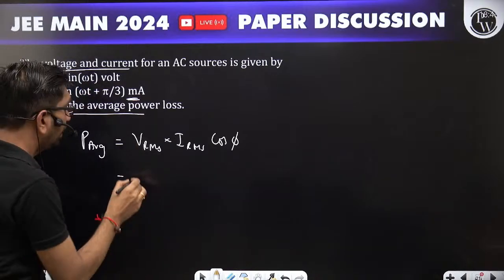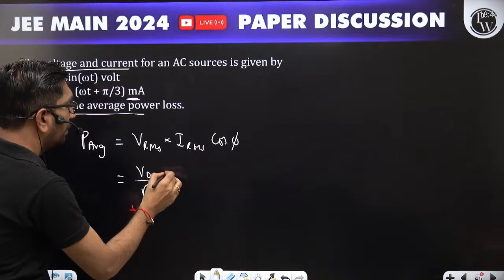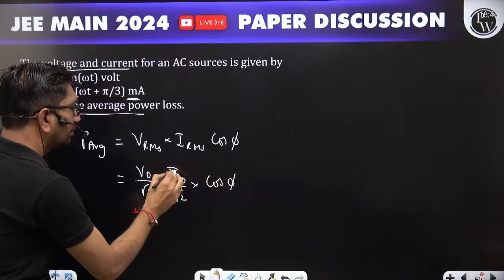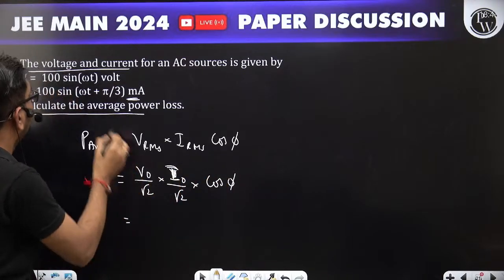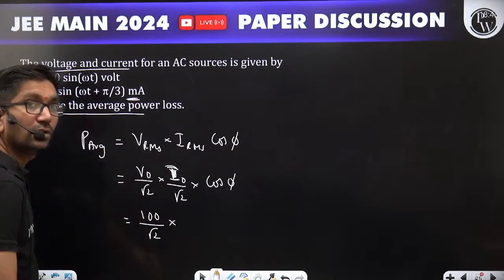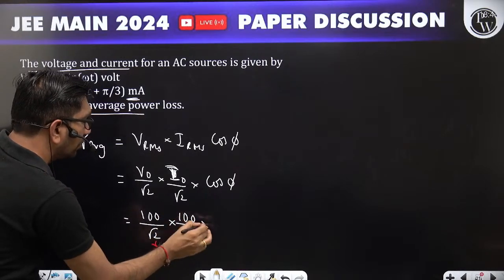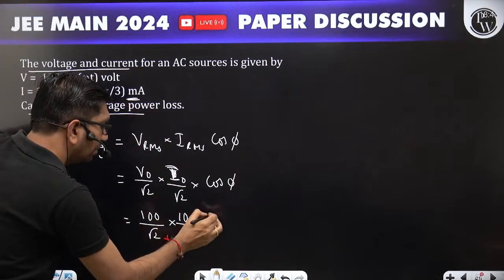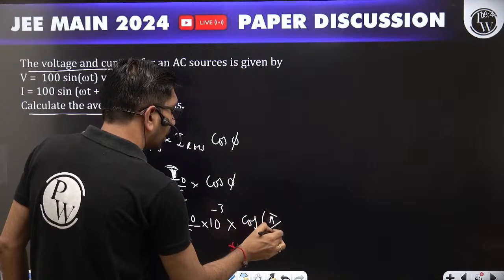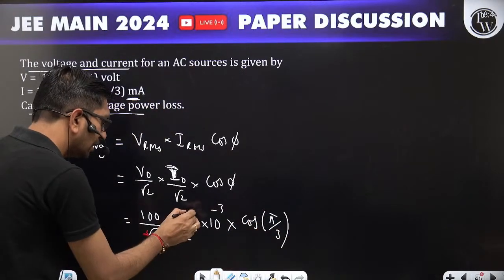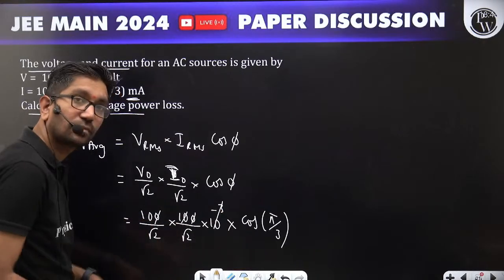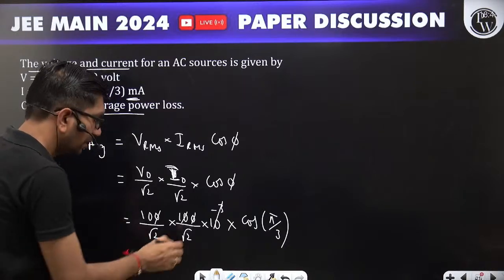VRMS formula is V naught by root 2, IRMS is I naught by root 2, into cos phi. Am I right? V naught value is 100 by root 2, and I naught value is 100 by root 2. He has given it in milli, so 10 power minus 3 you get. The phase he has given as pi by 3. What do you get? 3 zeros cancelled. 10 by 2 is 5.